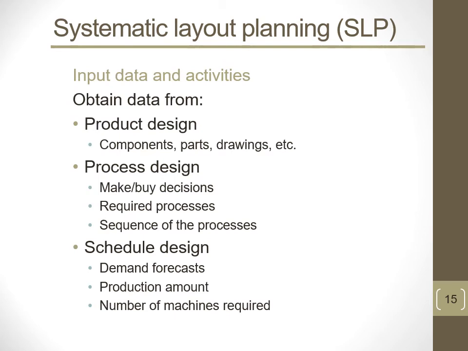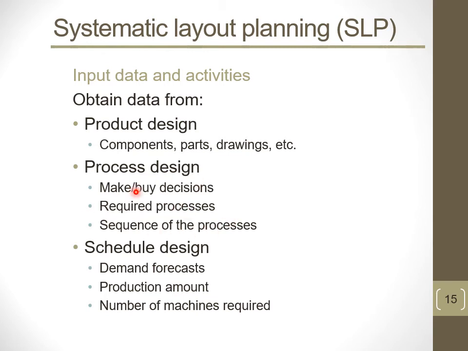Then where do we get the necessary data? The necessary data is collected from product design, process design, and schedule design. From product design, we have information about the components, parts, drawings, and so on. So we use this information. In process design, for each part that is necessary in production, we have the make-or-buy decision. Either we are buying them from outside suppliers or we make those parts inside our facilities. Then for each one of these, what are the required processes?